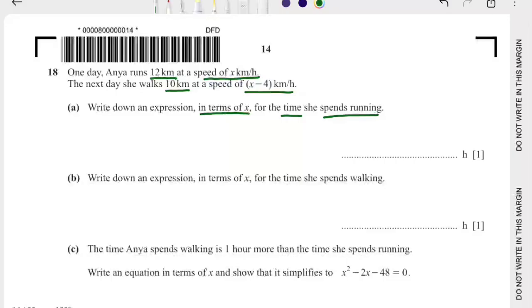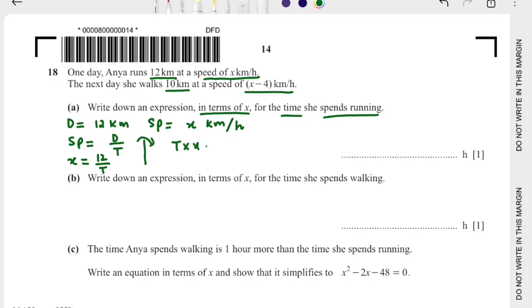If you see, the distance for run is 12 kilometers and speed is x kilometers per hour, and we know that speed is equal to distance upon time. We'll substitute the values. x is equal to distance 12 upon time, which is unknown. We have to find out time. Cross multiplying, t times x is equal to 12, and time would be equal to 12 upon x. This would be the answer. It is in hours.